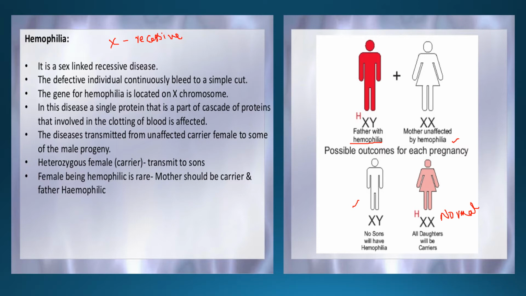So, hemophilia is caused by a mutation on the X chromosome. Due to this mutation, there is no clotting of blood. If there is a small injury, there will be continuous bleeding. Females in the heterozygous condition are called carriers, and this mutant gene will be transferred to the sons. So, more often, males are affected. For a female to be hemophilic, both the alleles should be mutated.